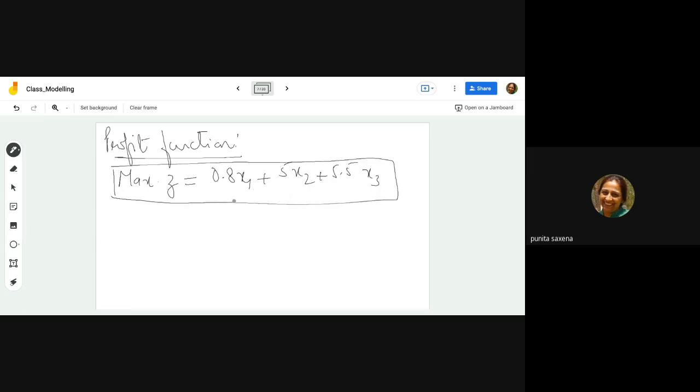This is clear. So as you can see, this is a linear function. All the variables are degree 1 here. So this becomes your objective function. Now let us write the constraints one by one also. How is your constraint going to behave?